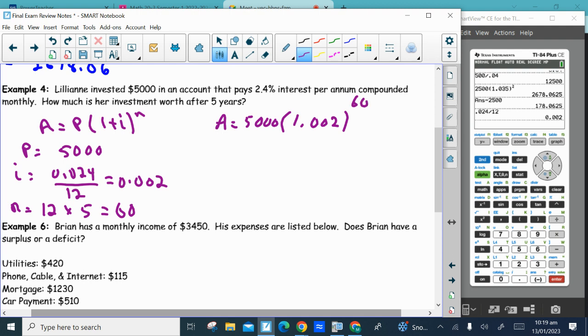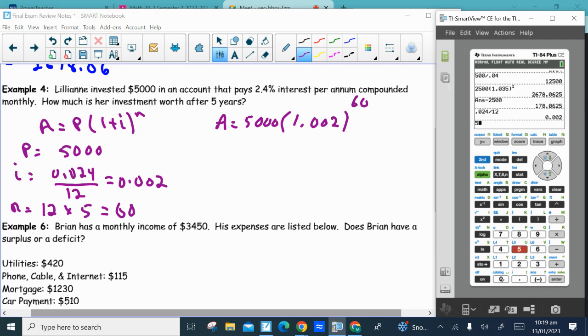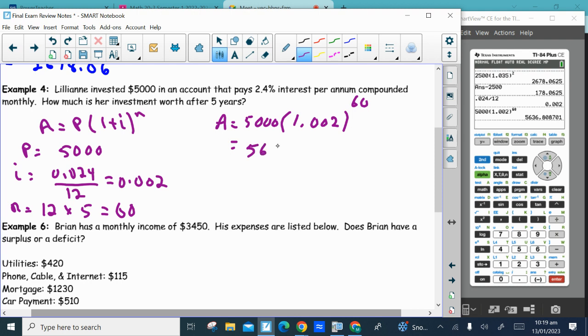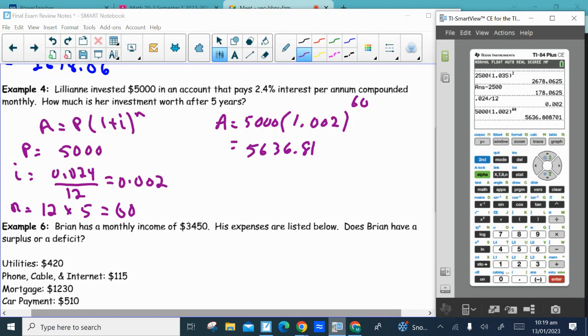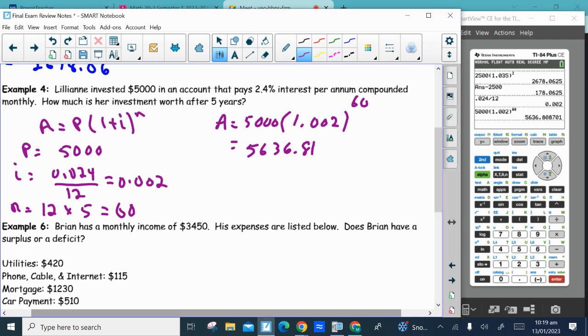The interest is going to be calculated monthly, which is 12 times a year for 5 years. 12 times 5 is 60. So again, I can put this in my calculator all in one step, and we'll get our answer. 5636.81 when you round to the nearest cent. Right, so that is how much the investment would be worth after 5 years.